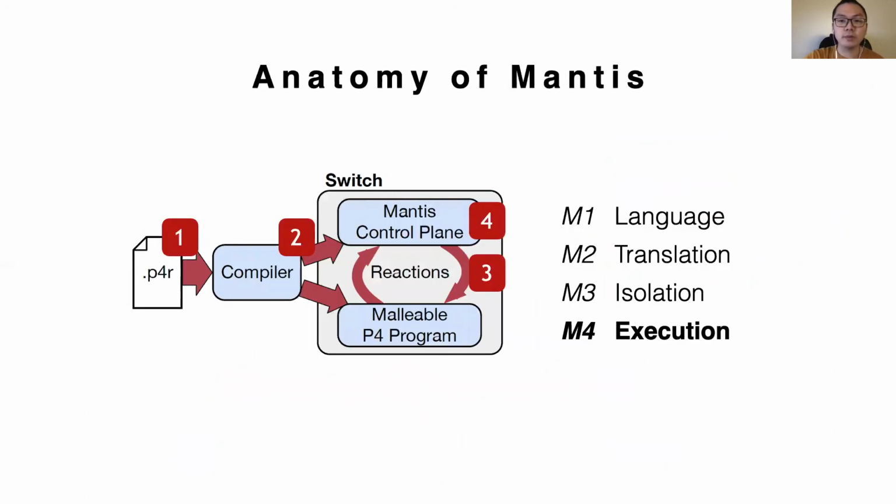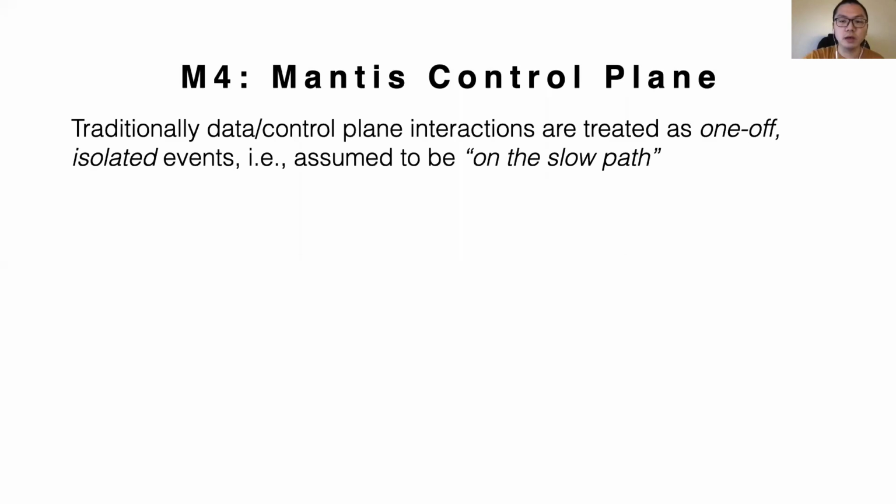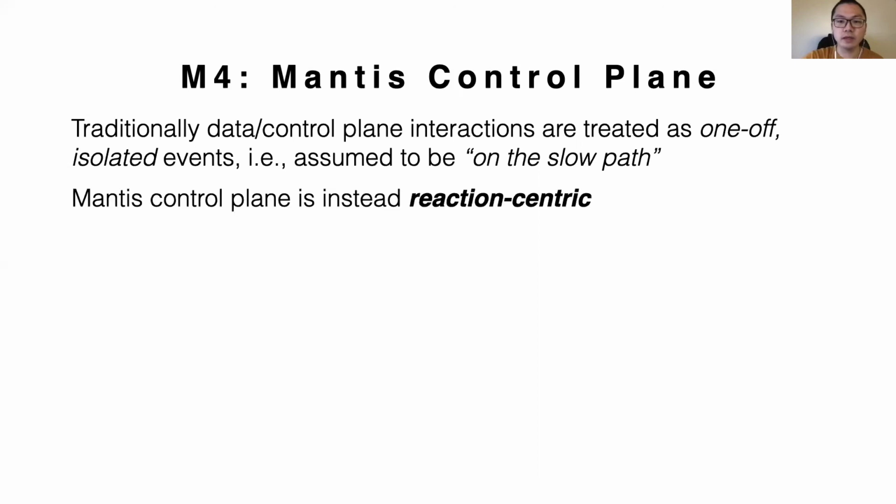Finally, let's talk about the Mantis control plane. Mantis control plane runs on the switch's CPU. Modern data center switches already use this CPU for tasks such as routing and configuration. However, these interactions are traditionally assumed to be on a slow path. Instead, Mantis control plane is reaction-centric, designed for repeated reads and writes to the switching ASIC.